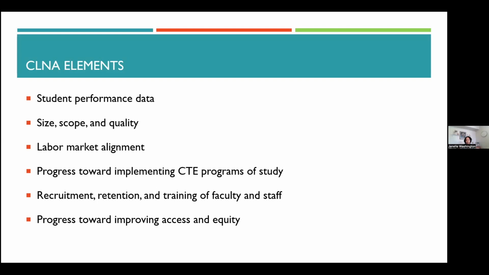One of the other elements is evaluating the progress towards implementing CTE programs of study, and then describing how recruitment, retention, and training of faculty and staff will be improved. And then finally, the CLNA requires a description of the progress towards the implementation of equal access to high quality career and technical education courses and programs of study for students. So that's the CLNA in a nutshell. It's a huge process that involves many stakeholders. It shouldn't ever be conducted by the Perkins administrator alone, because we really want a comprehensive look at programs of study and students and making sure that they can access them.